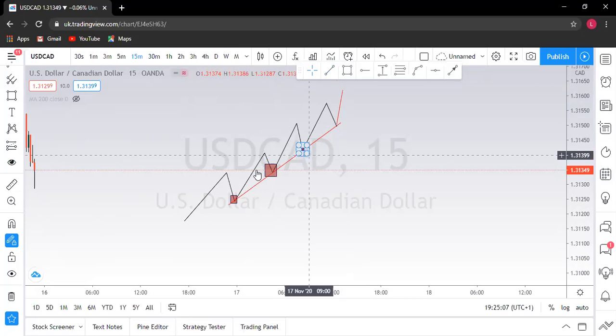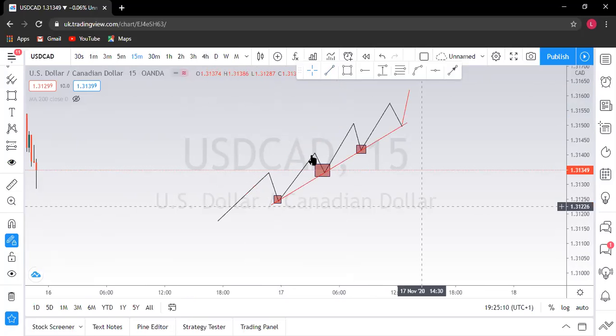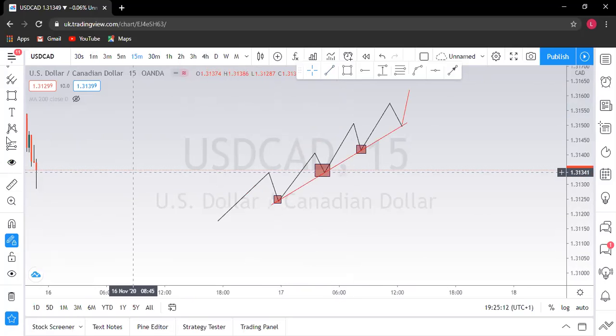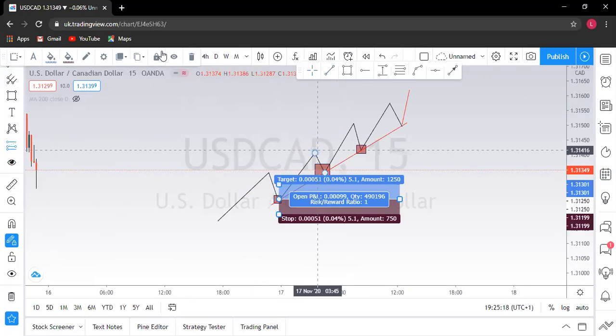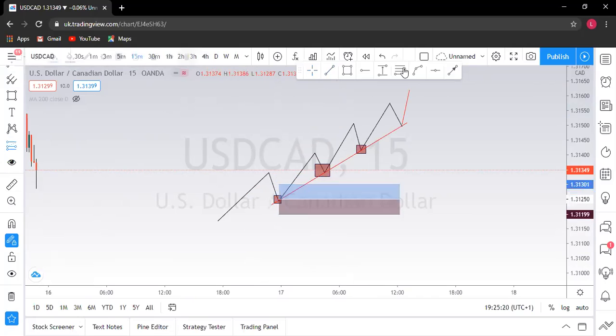You understand? Another way with which you can take advantage of a pullback is your Fibonacci. Just take it from here, from your swing low to your swing high. No, this is not a Fibonacci tool. Let me remove this.